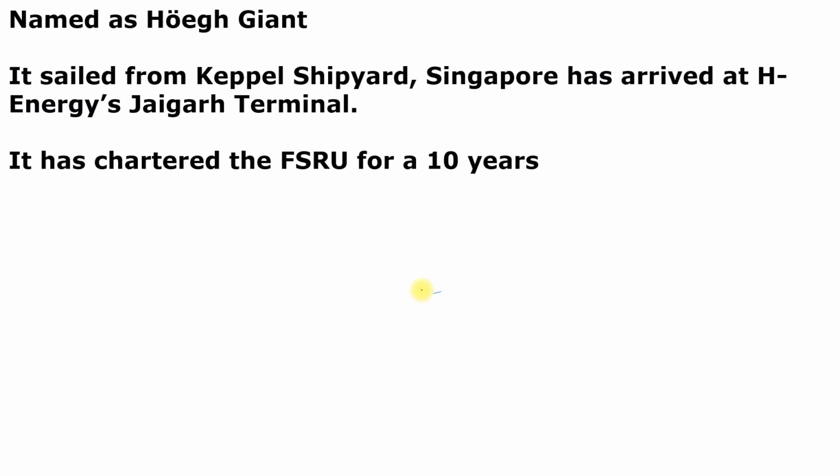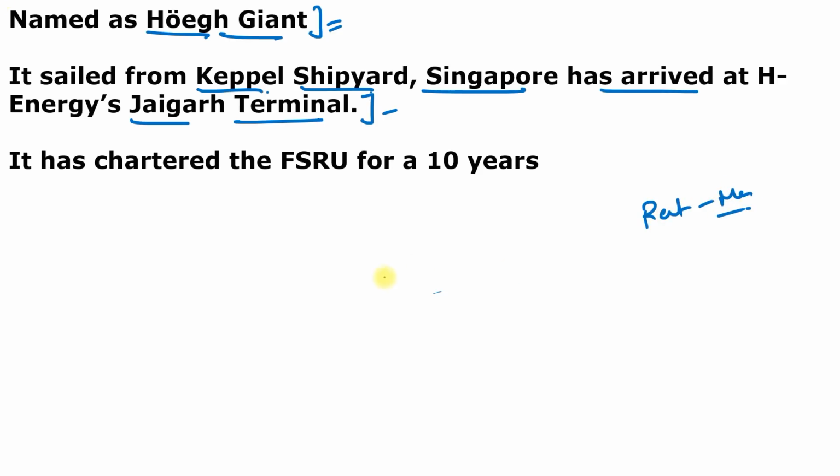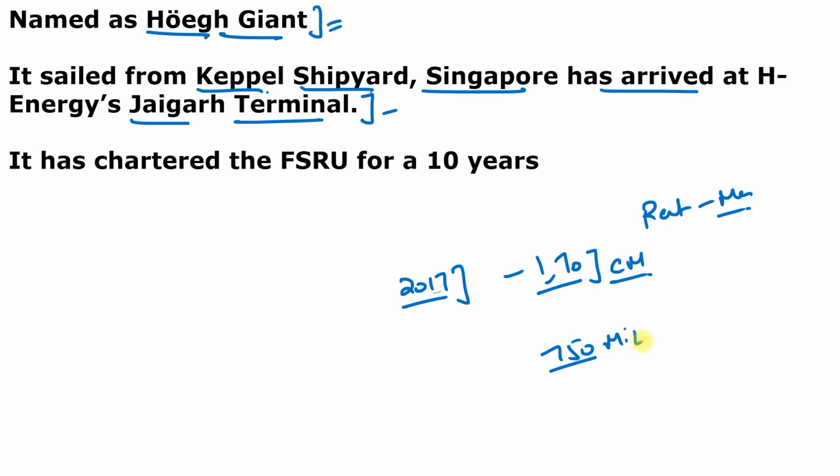And you can also remember the name of this floating storage and regasification unit. It is known as Hoegh Giant. Remember, Hoegh Giant. And it sailed from the Keppel shipyard, which belongs to Singapore, and it has arrived at H Energy's Jaigarh terminal. So this will be the first year-round natural or liquefied natural gas terminal, which is located at Jaigarh port in the Ratnagiri district of Maharashtra. And Hoegh Giant was built in 2017 with a storage capacity of almost 170,000 cubic meters and an installed regasification capacity of almost 750 million cubic feet per day. That equals about 6 million tons a year.